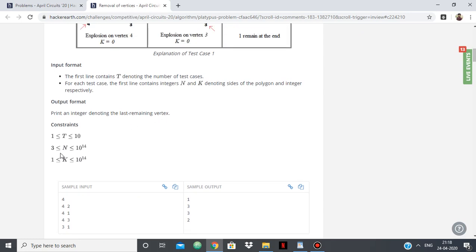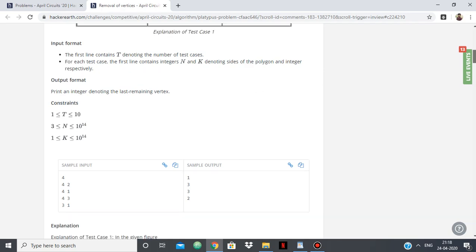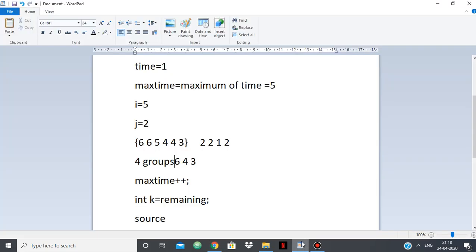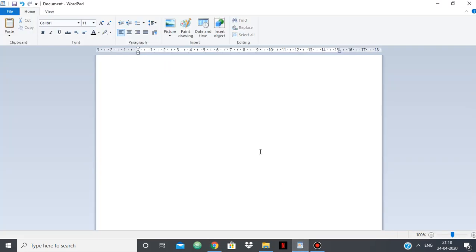And if you look at the test case, it is 10 to the power 14, right? So you cannot even put one loop because that will mean 10 into 10 to the power 14, which will give you 10 to the power 15, which will need a lot of time, and there's only 5 seconds for each input file. So I'll explain to you what I did, and so let's get started.